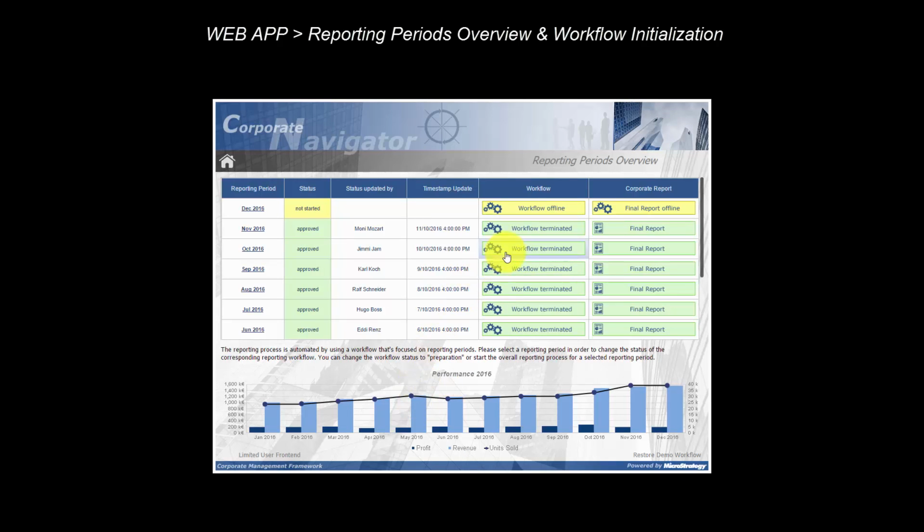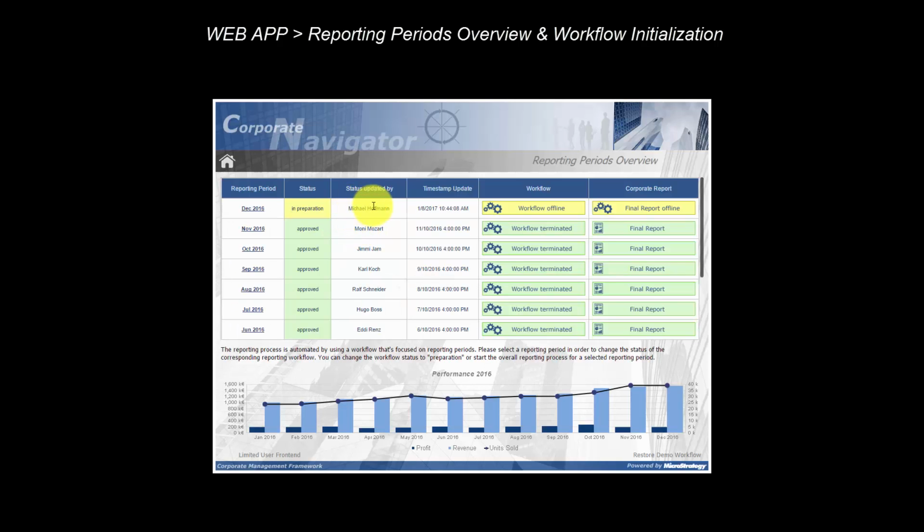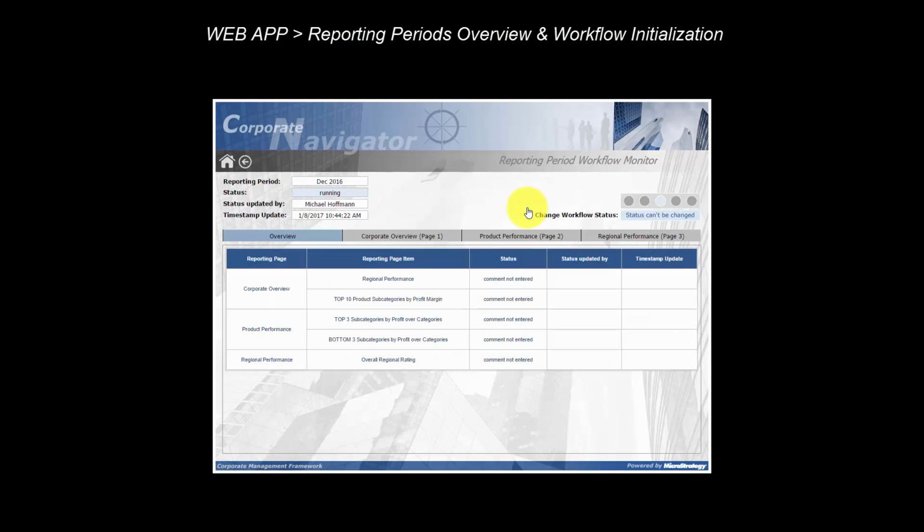Each reporting period has its own workflow status and its corresponding commenting and approval items that are linked to single report pages and their reporting data at the same time. We can start the workflow for a selected reporting period in this dashboard. The first step is the preparation phase that indicates that the workflow for this reporting period will start soon. The next phase is the running phase that leads us to the corresponding workflow monitor. Within this workflow monitor, we can dive into single tasks for commenting, updating, rejecting, and approving items.